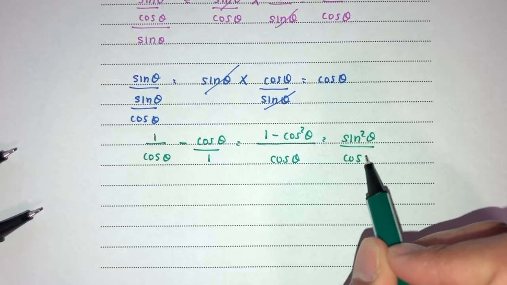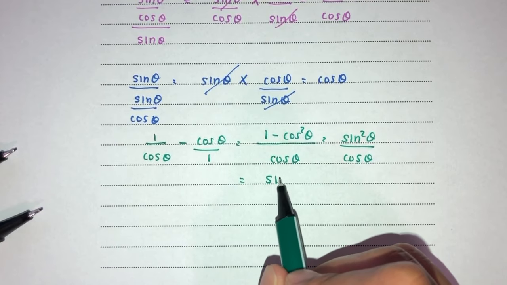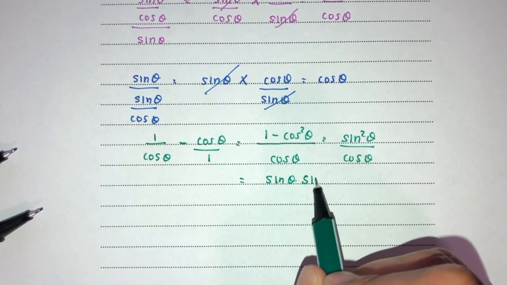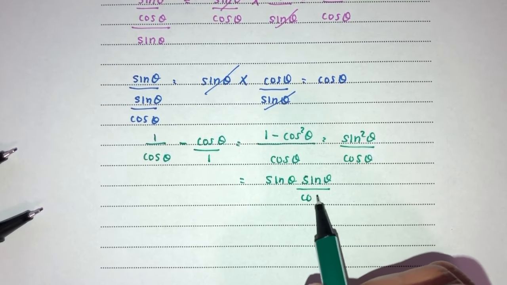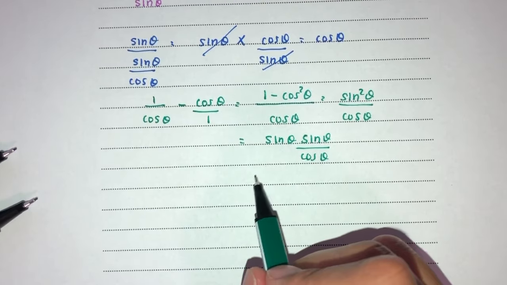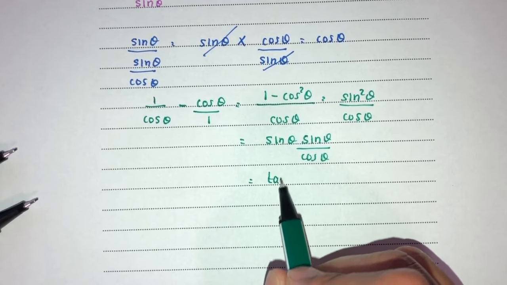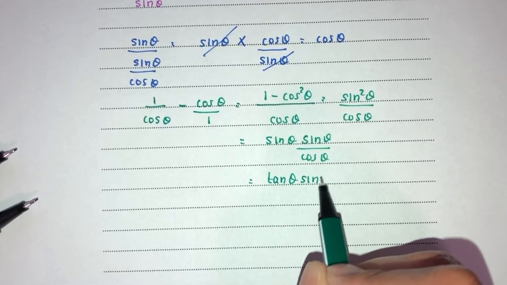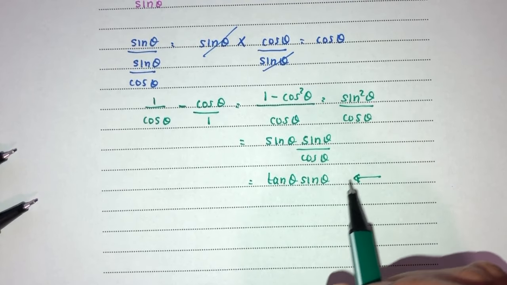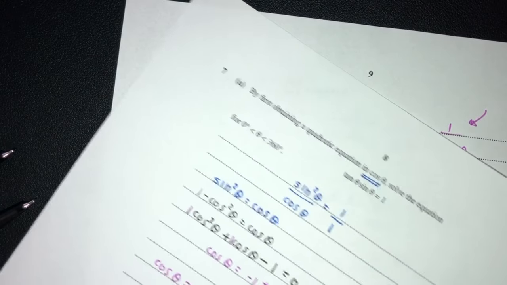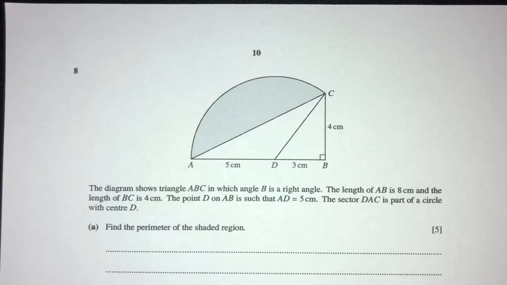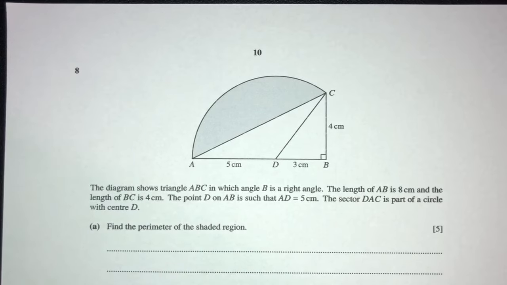Therefore, we can simplify this. So sine squared is sine times sine. Cos is just cos. Therefore, you can say this will become tan theta times sine theta. This is shown as required right here for part B of question number 7. Now let's move on to question number 8.